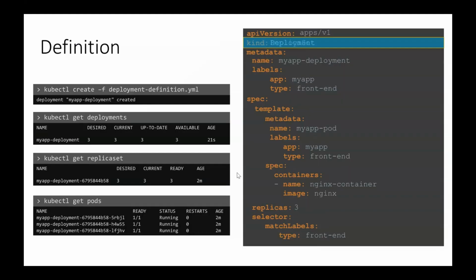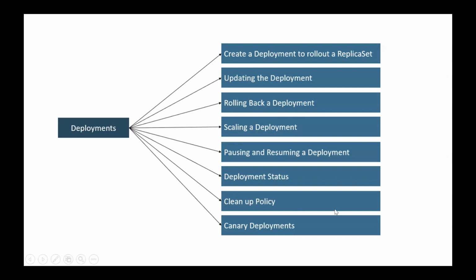You can check the deployment status as well. What is the status of the deployment? How many pods are running, or how many pods are in a waiting state to be created? You can see everything with the deployment status command. You can clean up the deployments easily, or you can achieve canary deployments as well using deployments.